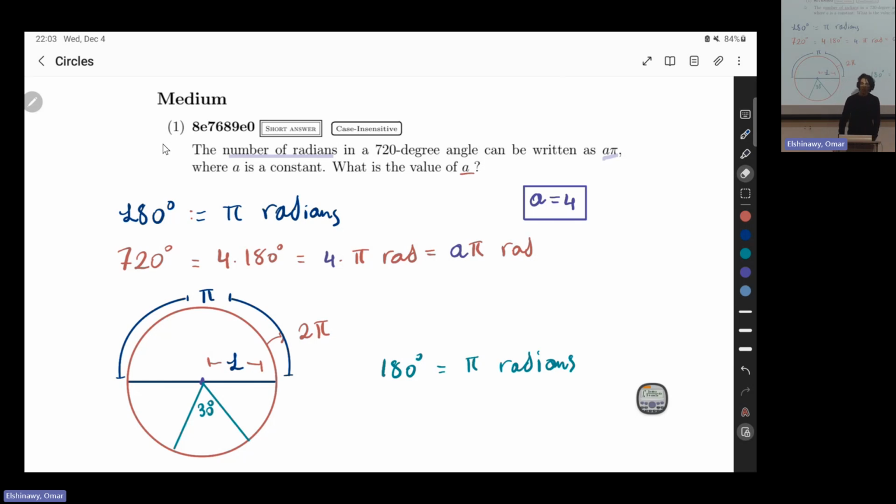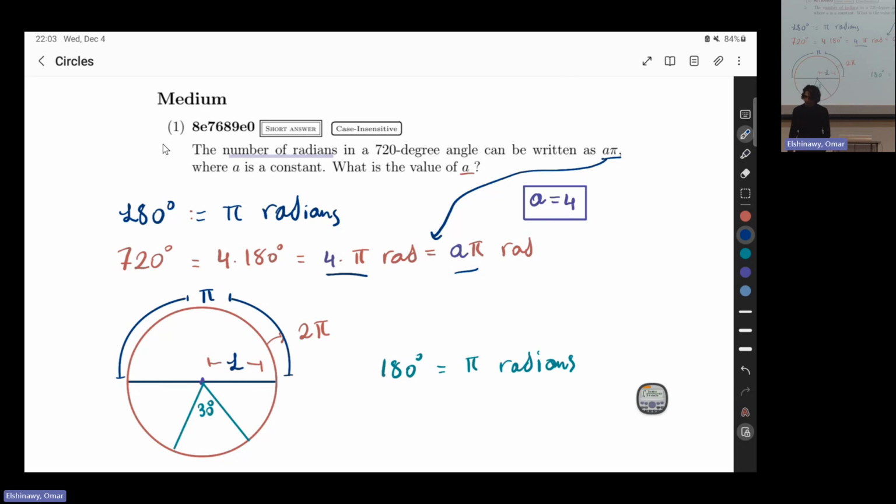Is this good? Then we compare the coefficients. Yeah, because here I have a pi. I have 4 pi on one side. I use this fact and equate my 4 pi to a pi, so I get that a is equal to 4. Because here I have pi, here I have pi. I have radian. Then it must be true that 4 is equal to a.